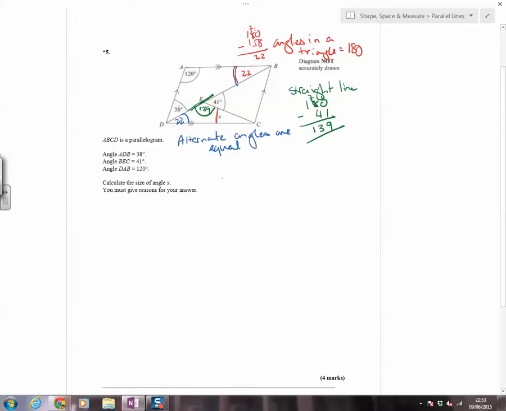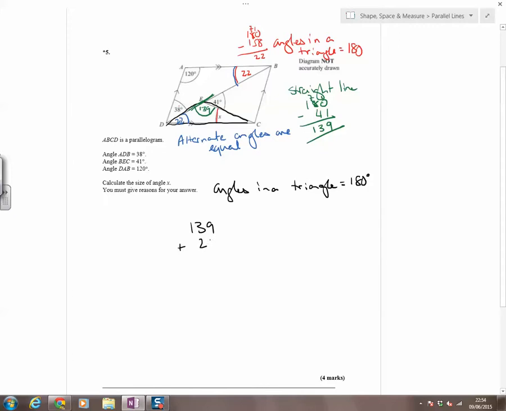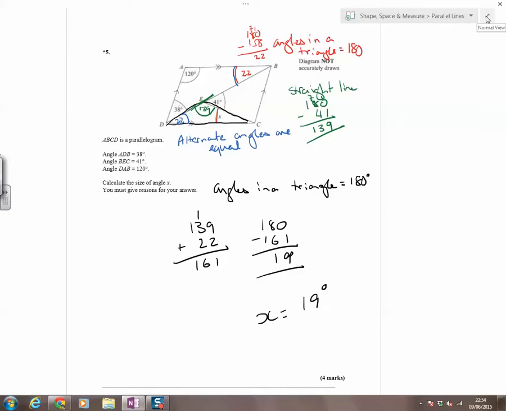Now for the last bit, for this bit here, we should be able to see that there is a big triangle. And we know that angles in a triangle add up to 180 degrees. So we've got 139 adds up to 22 is 161, but we need to add up to 180. So what's missing? 19 degrees. So x equals 19 degrees. Bit of a trickier one, that one.